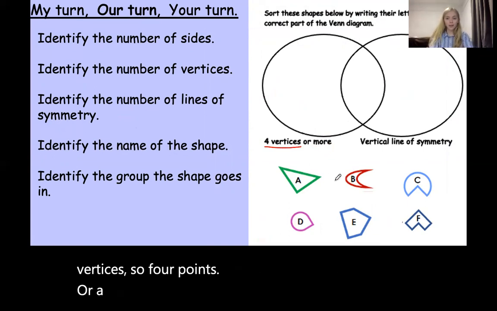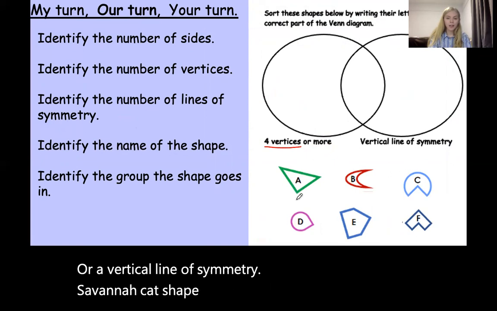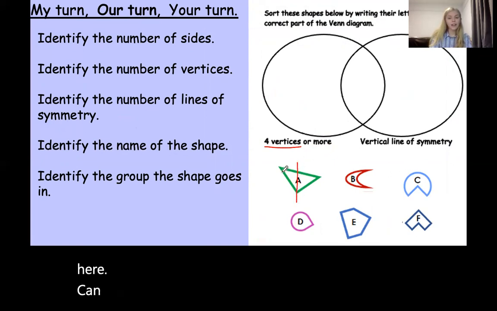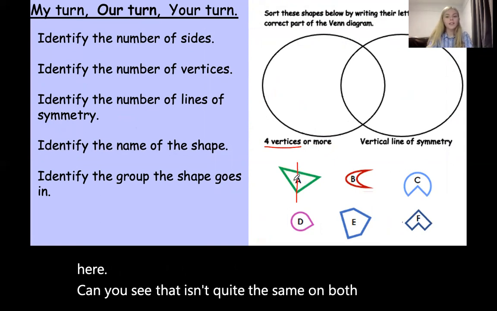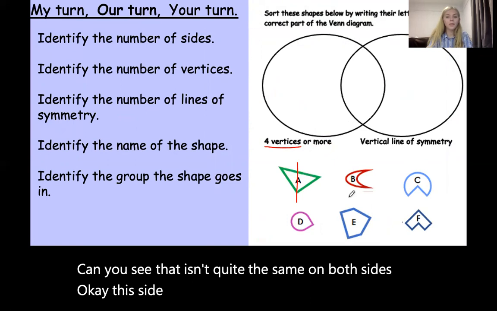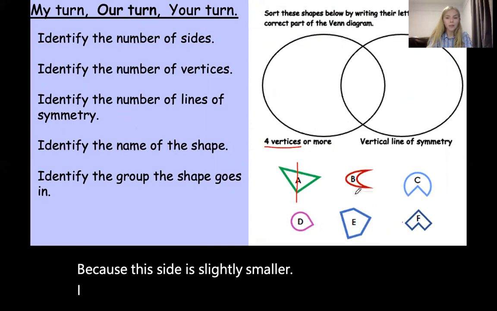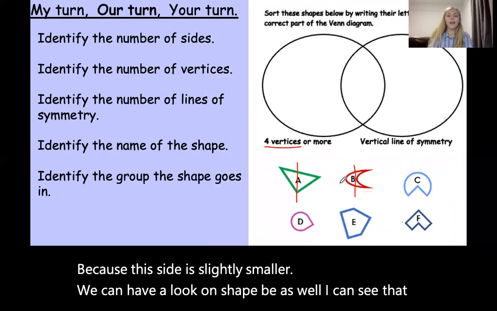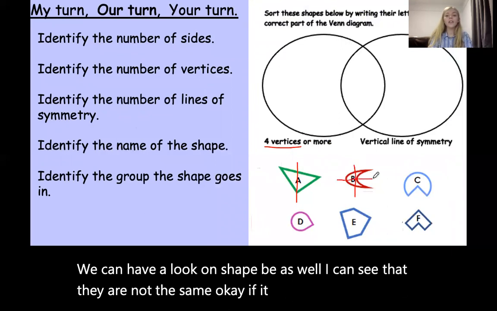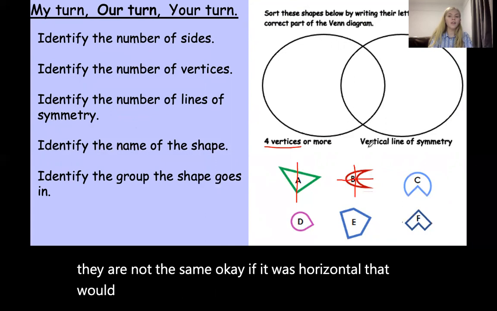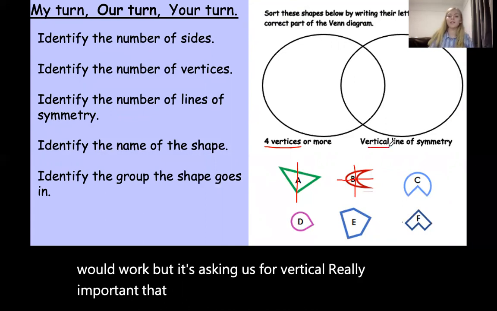Okay, so now we are looking for shapes that either have 4 vertices, so 4 points, or a vertical line of symmetry. If I look at shape A and I do my line of symmetry here, can you see that that isn't quite the same on both sides? Because this side is slightly smaller. I can have a look at shape B as well, and I can see that they are not the same. If it was horizontal, that would work, but it's asking us for vertical.